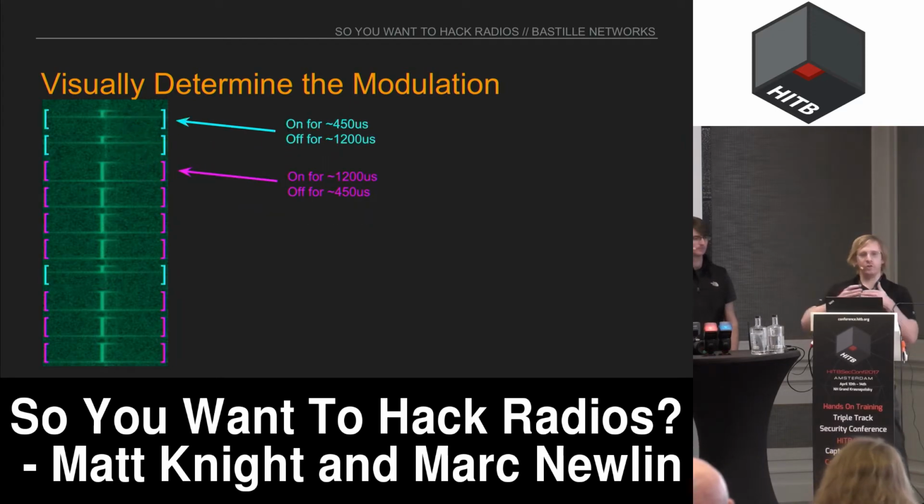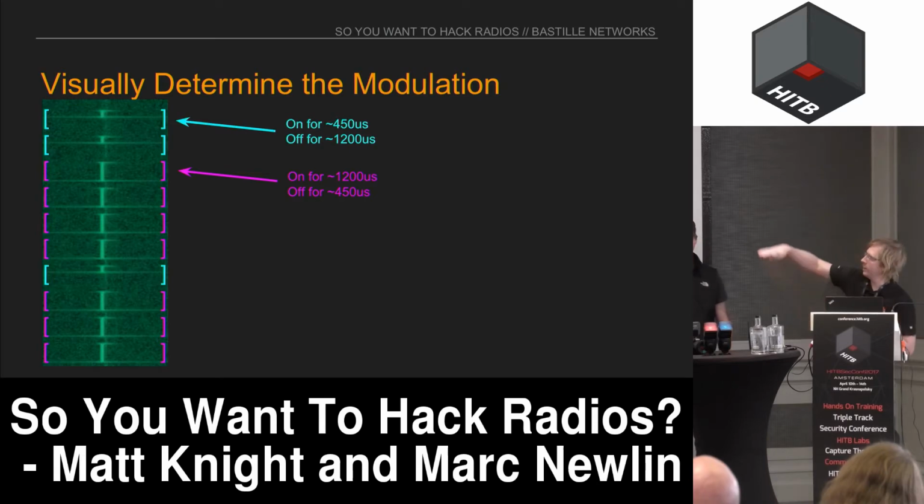And we can see that there are two different states. First, we have the top example of the transmitter being on for around 450 microseconds and then turning off for around 1200 microseconds. And then we also have the inverse of that, where the transmitter is on for 1200 microseconds and then off for around 450. So we can see that we have these two distinct things that are repeated. So we can infer that one of these is going to be a 0 and one will be a 1.